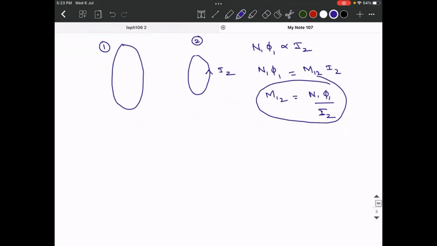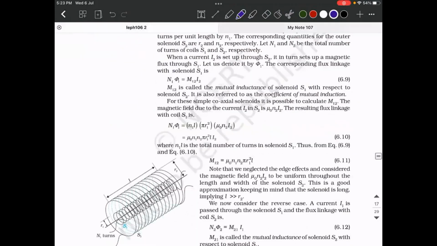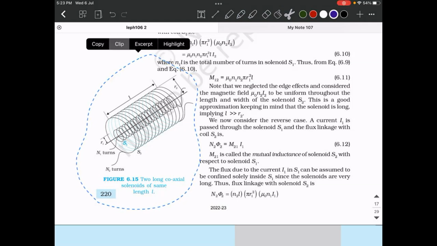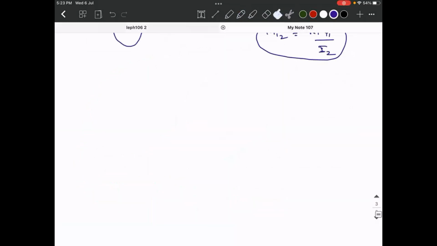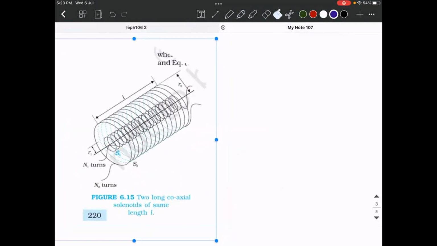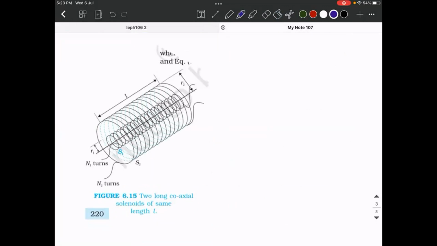Okay. Now, having this in mind, let's try to derive the mutual inductance of two long coaxial solenoids. This is an important derivation again. So write down the heading as mutual inductance of two long coaxial solenoids of same length L. They have the same length L.